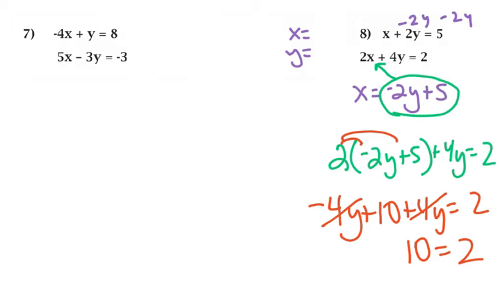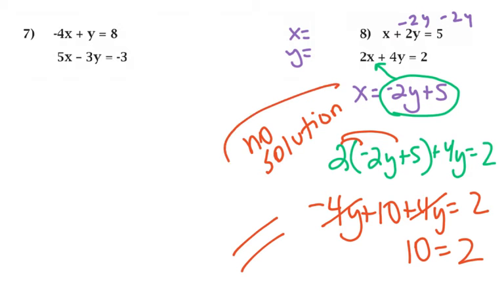That's never true. What that means is, remember we said that on the first page, that means no solution. That means that these two lines are parallel. So if I was graphing them, they would be parallel, and they would never intersect. And so no solution is my answer. I'm not going to have an ordered pair for this one.